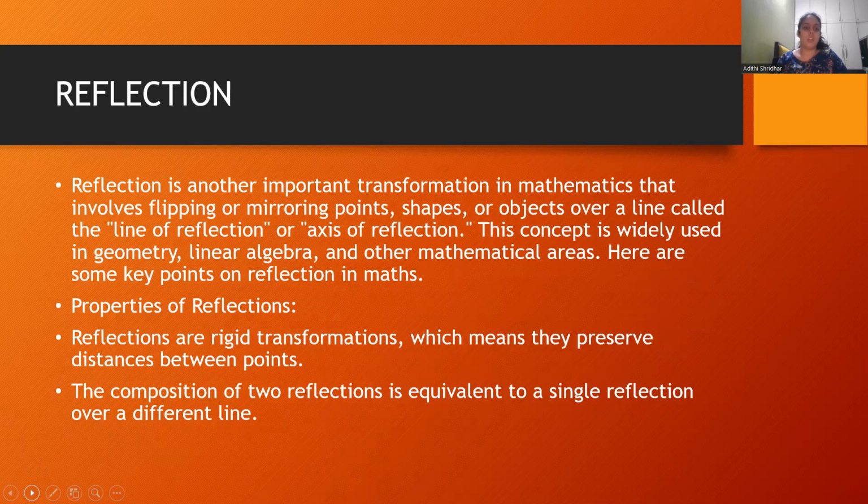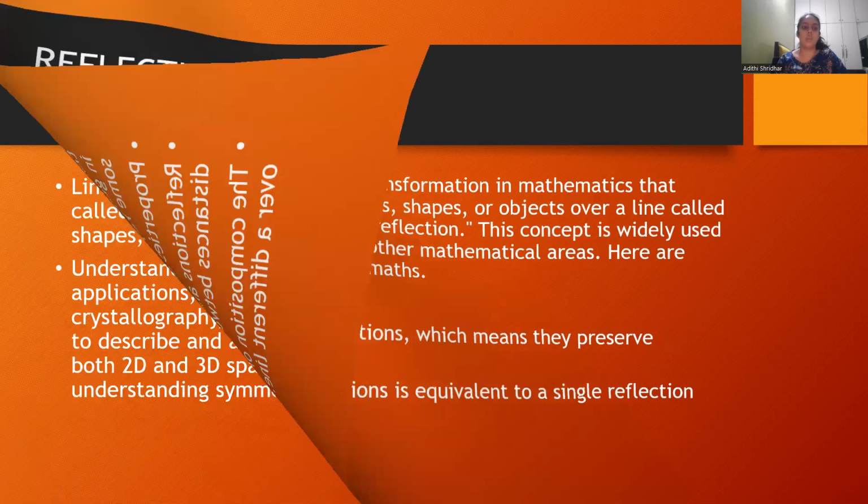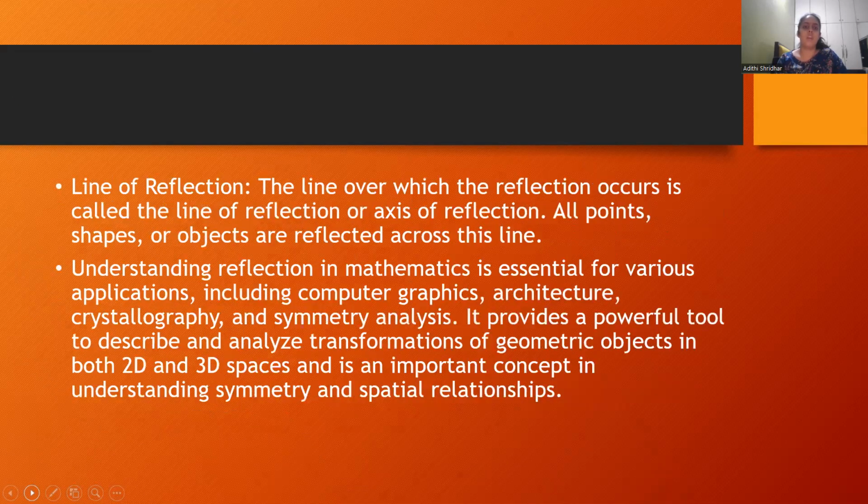Properties of reflections. Reflections are rigid transformations, which means they preserve distances between points. The composition of two reflections is equivalent to a single reflection over a different line. Line of reflection. The line over which the reflection occurs is called the line of reflection or axis of reflection. All points, shapes, or objects are reflected across this line.